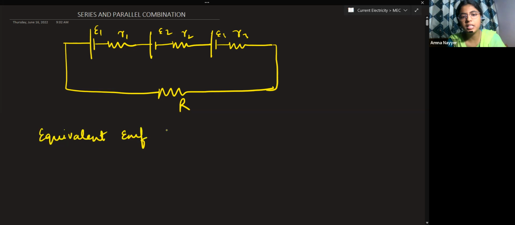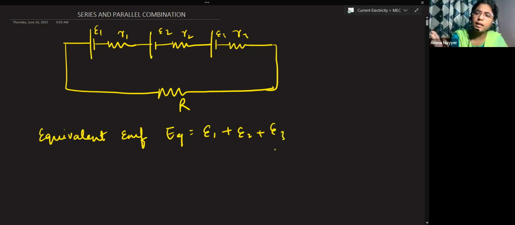Equivalent EMF, E equivalent, will be the sum of all the EMFs: E1 plus E2 plus E3. Even if more cells are connected with their EMFs, simply add them, E1 plus E2 plus E3 up till En. So this will be the equivalent EMF.